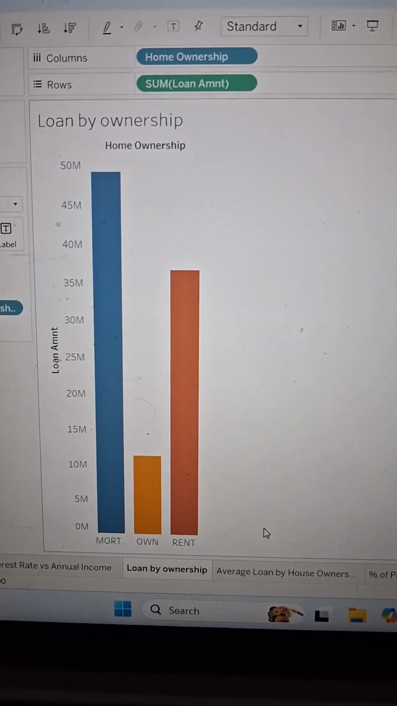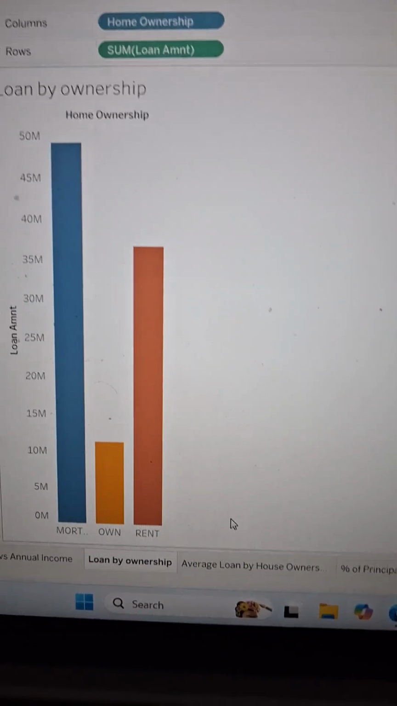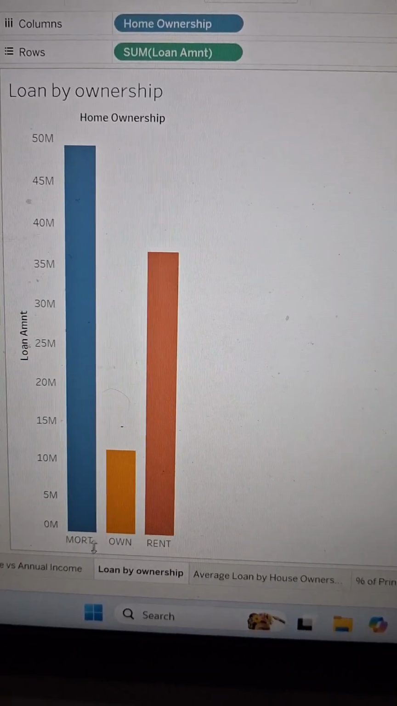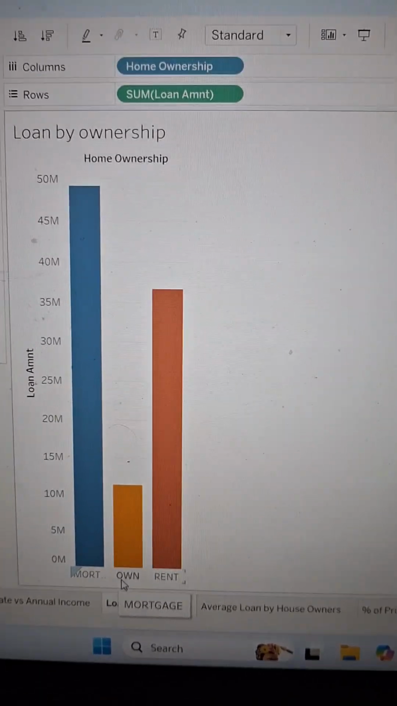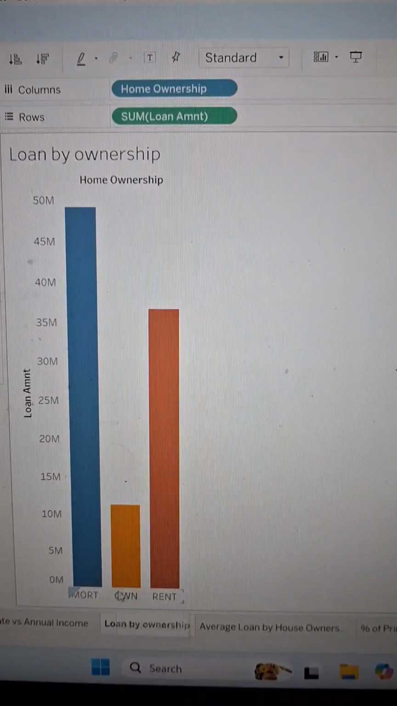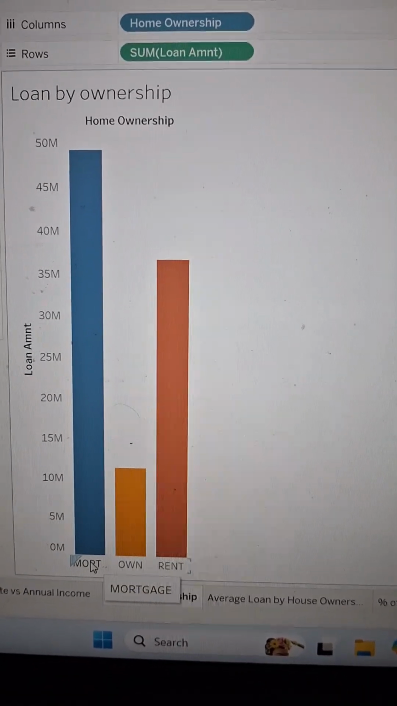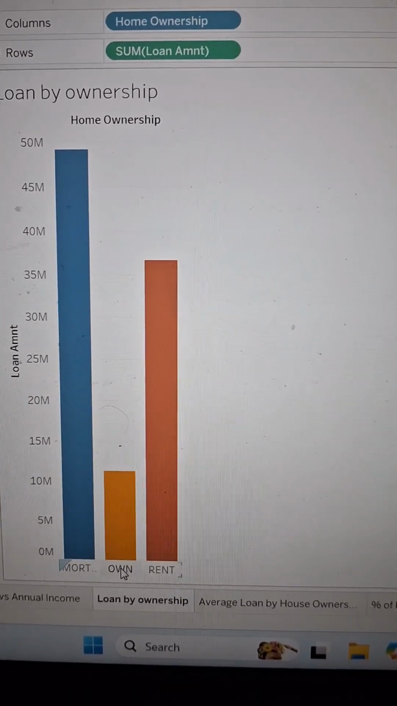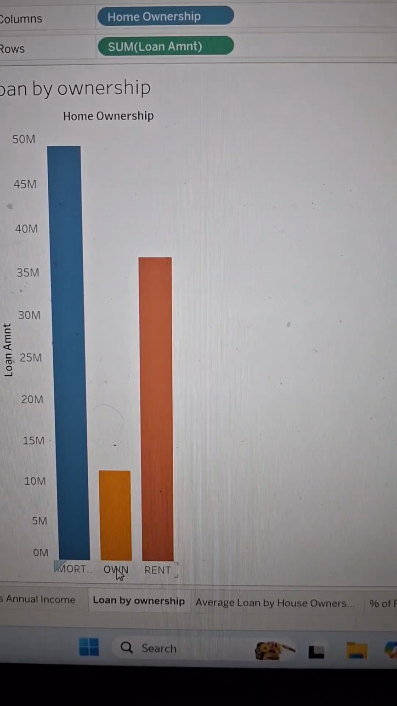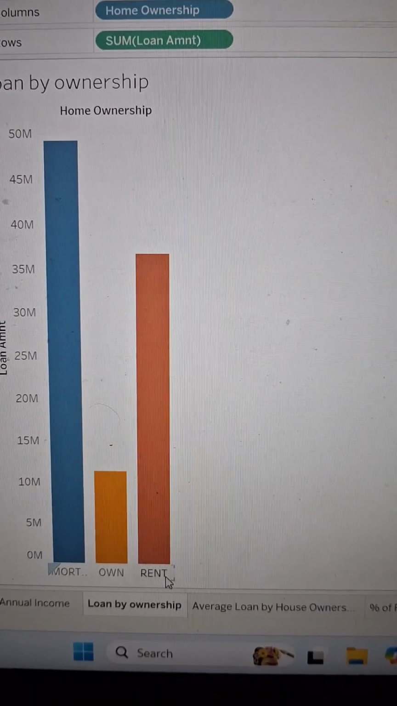As you can see in these visuals, this is the bar graph of loan by home ownership. Here the x-axis has three types of ownership which are in the data set: mortgaged home, own home, and rented home. In the mortgaged home, these are the clients who have mortgaged their home and now are taking the loans. Here these are the clients who have owned their home and have not given the home as security. And here are the clients living in a rented home.